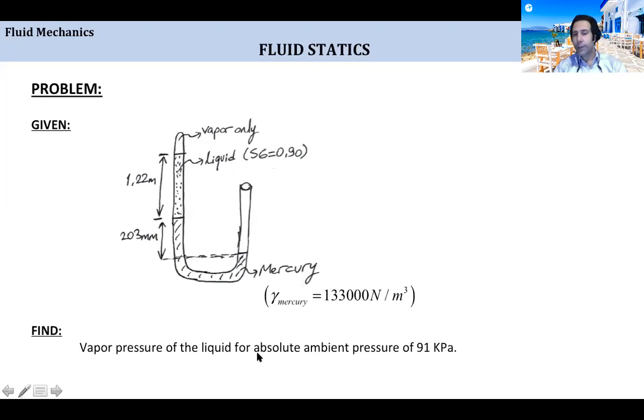Now here it's important, it says absolute ambient pressure of 91 kilopascal. So we cannot simply assume that the gauge pressure is zero, because we are given the absolute ambient pressure. You can start with absolute gauge pressure of zero, but you need to consider this absolute ambient pressure to be able to calculate the vapor pressure.